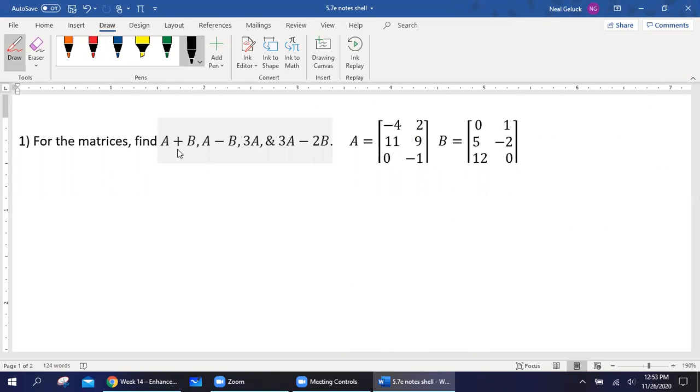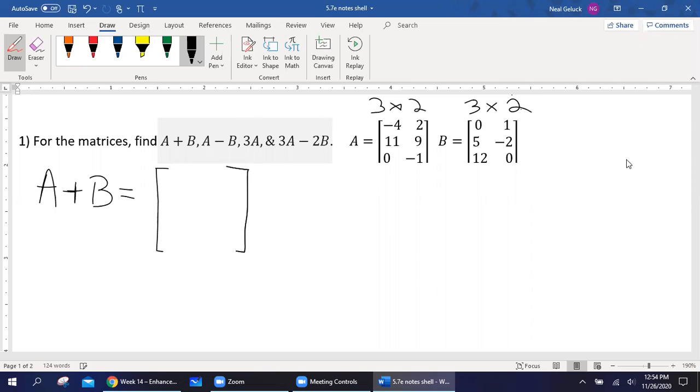Usually with matrices, by the way, we use capital letters. So if you see capital letters, think we're probably talking about a matrix. A plus B, well, I'm just going to add these two together. First, I'm going to check their dimensions. Matrix A has 3 rows and 2 columns. Matrix B also has 3 rows and 2 columns. So their dimensions are the same, so I can actually do this. I can add them together. So my answer is going to be 3 rows by 2 columns.